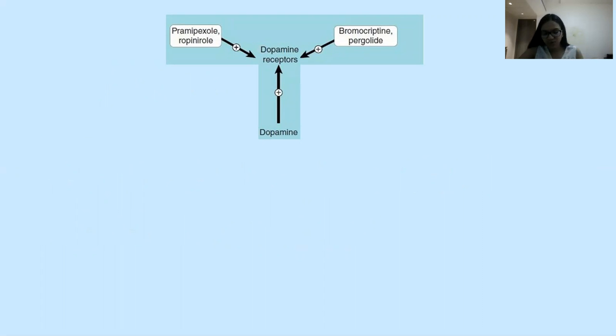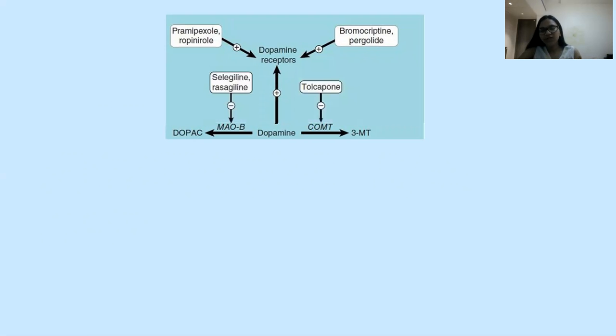We also know that dopamine is metabolized by enzymes like monoamine oxidase or catechol-O-methyltransferase. So what we can attempt to do is inhibit this metabolism so the overall amount of dopamine in the brain increases. Using drugs like tolcapone, or for MAO-B, we can use MAO-B inhibitors like selegiline and rasagiline.